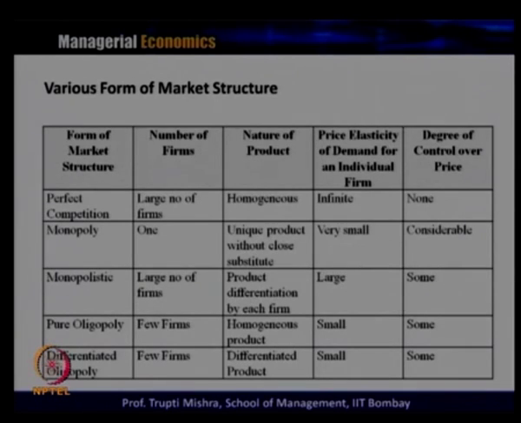Pure oligopoly is one where there are a few firms, the nature of the product is homogeneous, price elasticity of demand is small, and the degree of control over price is also some. Differentiated oligopoly has few firms, a differentiated product, small price elasticity, and the degree of control over the price is some.